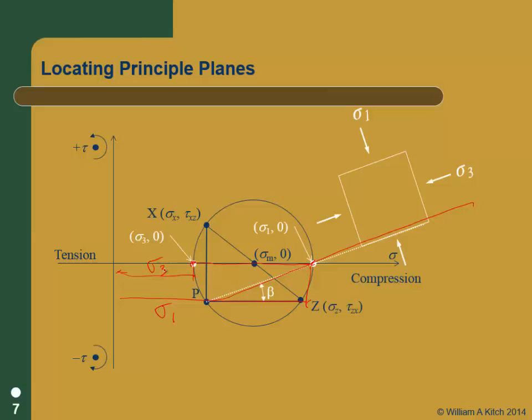Yeah. After you draw that box inside, how do you know which one sigma 1 is? Okay, that's a great question. Let's do it. So this is the point we started with, and we drew a line through the pole. What does that line represent? It's parallel to what? It's parallel to the plane on which the stresses at this point act.